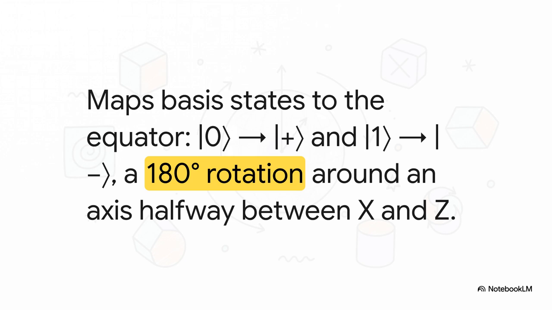And where do they land? Perfectly on the equator of the sphere. Any point on the equator represents a perfect 50-50 mix of 0 and 1. This is the ultimate state of superposition.